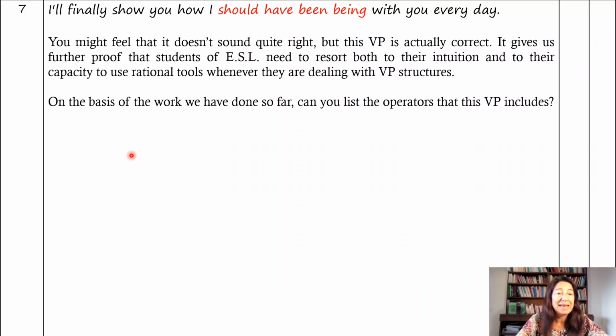So let's have a look at the operators that this verb phrase includes. So again, can you pause the video and make a list of the operators that have been used to come up with that verb phrase.